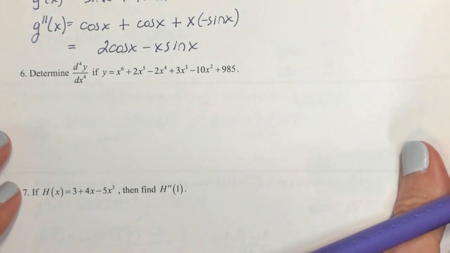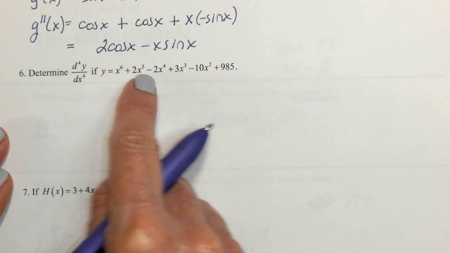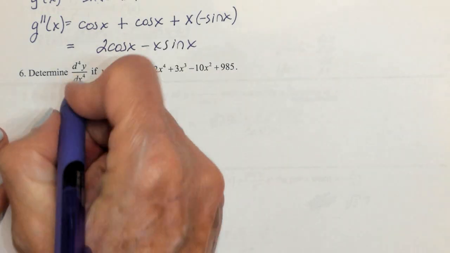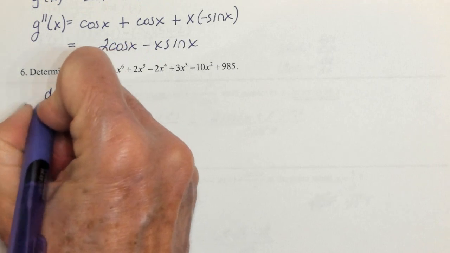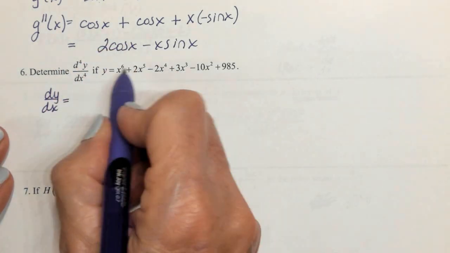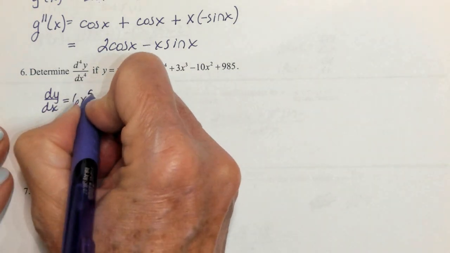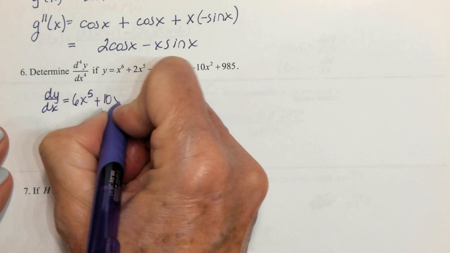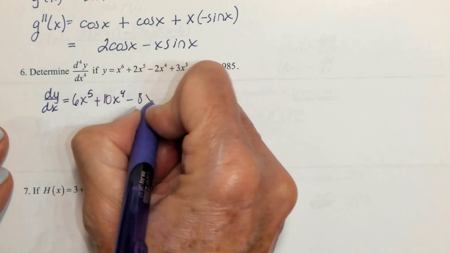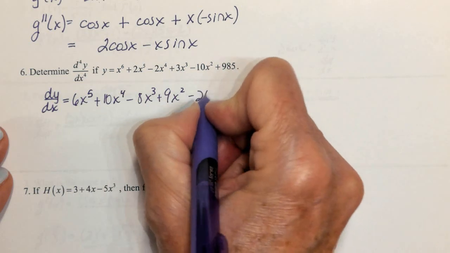Okay, let's find the fourth derivative of this polynomial. So first I will find the first derivative using the power rule. There's no products in here. Okay, so we'll have 6x to the 5th plus 10x to the fourth minus 8x cubed plus 9x squared minus 20x.